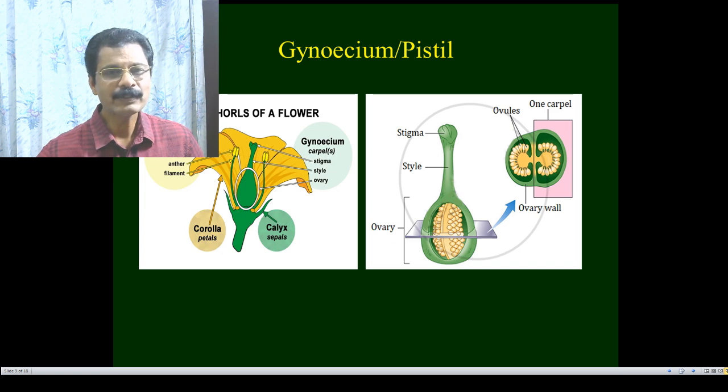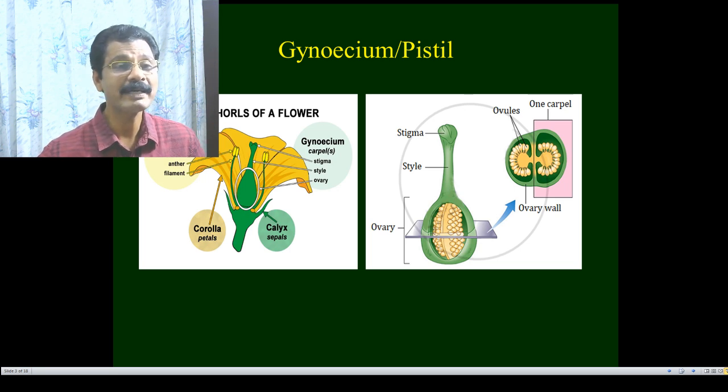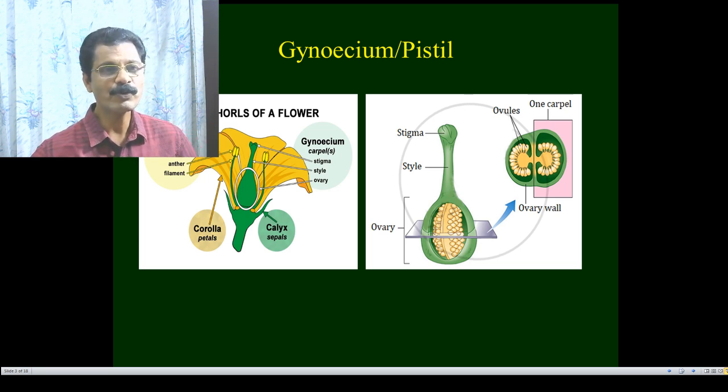Inside the ovary, there is a special type of tissue called placenta. Upon the placenta, ovules are developed. The mode of arrangement of ovules on the placenta is called placentation, that we will see in the next class. Right?